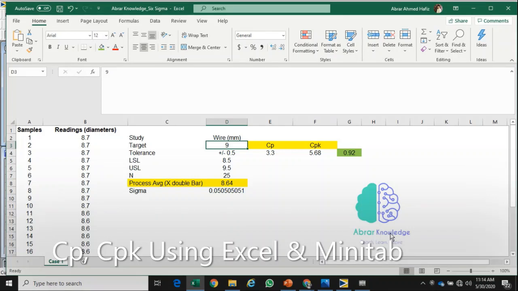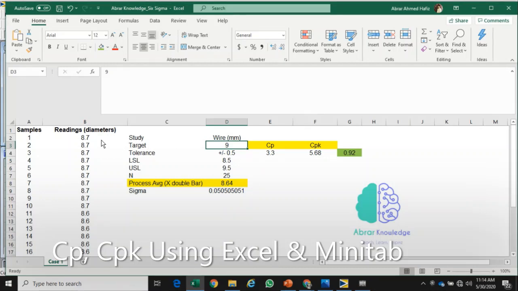Today I will be explaining how to calculate CP and CPK using Excel as well as in Minitab. So thank you for the request, and I'm going to explain based on your request which you have posted on YouTube.